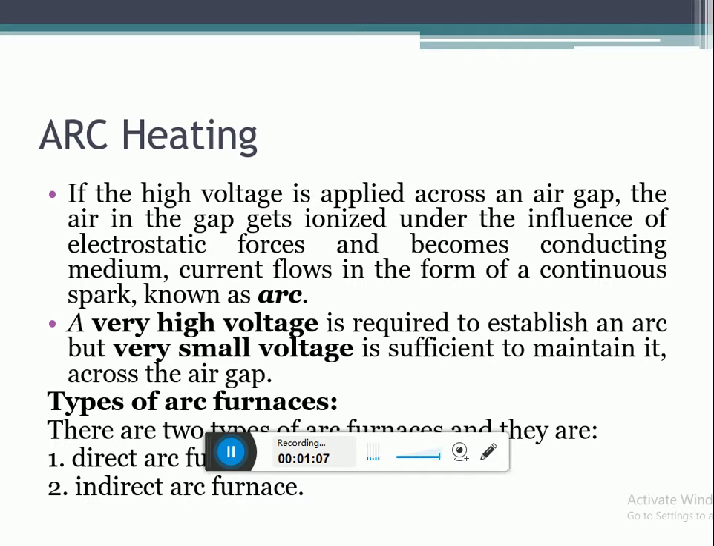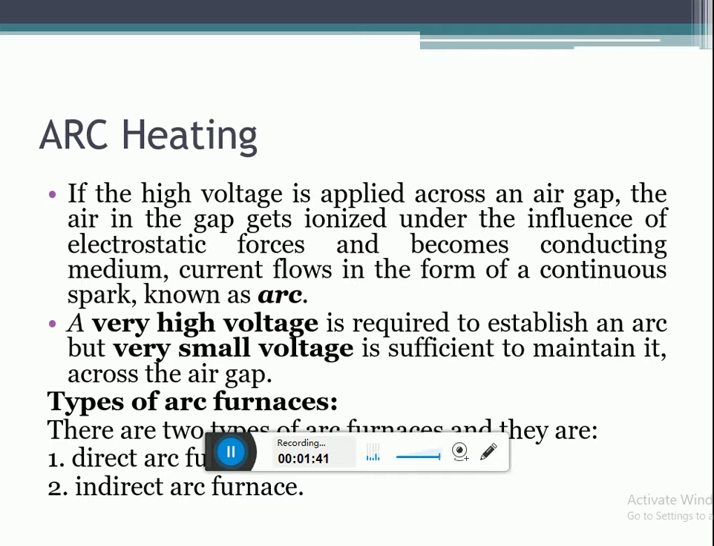So between the two electrodes we give this high voltage, and the air gap becomes the conducting medium. At that time the arc is produced. This is the phenomenon of arc heating. But if I require arc heating for industrial purposes, a very high voltage is required to establish the arc, but a very small voltage is sufficient to maintain the process.